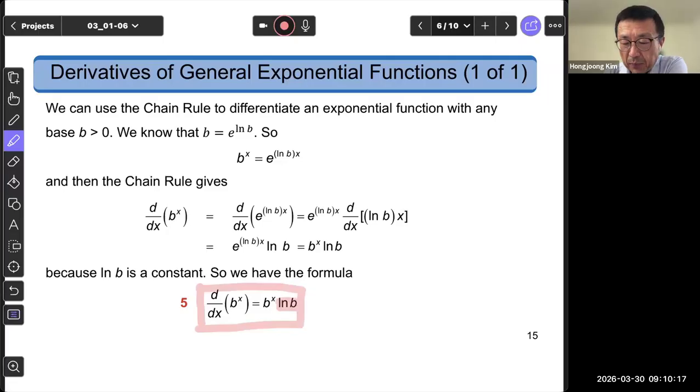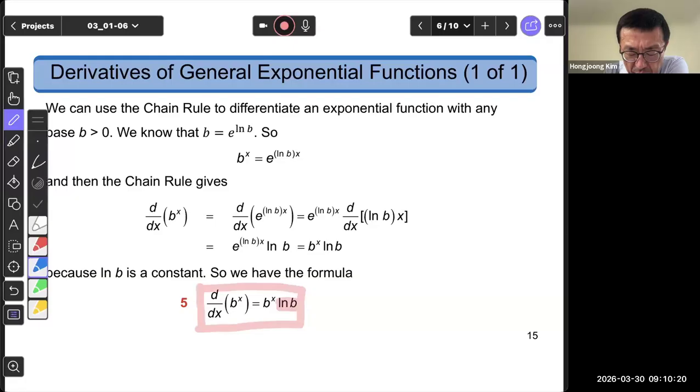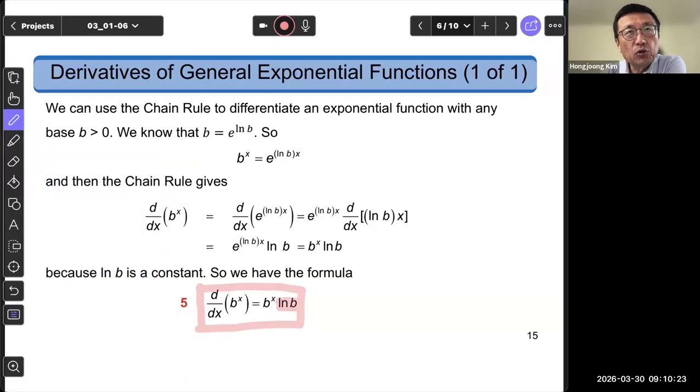Okay, please remember this. And at this point, when I derived this formula, I used the property that any number can be written in this exponential form with base e. So using this, I could derive the formula 5. At least you need to remember formula 5. Whenever you differentiate b to the x, one ln(b) appears.